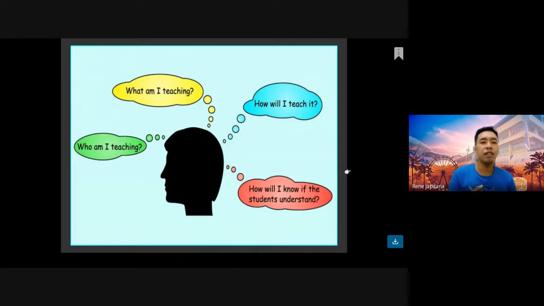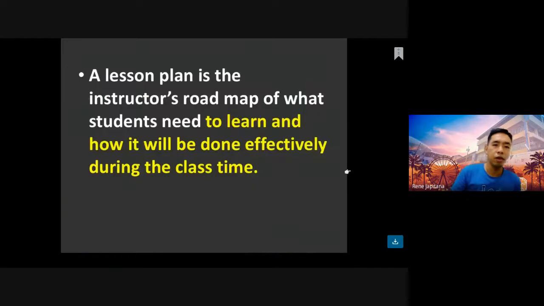By that, the lesson planning will really help you in answering these questions. To continue, a lesson plan is the instructor's roadmap. So imagine the word roadmap. Now, if you are an engineer, this is your blueprint, the plan of the building, of an infrastructure that you are going to build. So the roadmap will serve as your guide to what the students need to learn. In the lesson plan, you can see the students' learning needs and how it will be done.